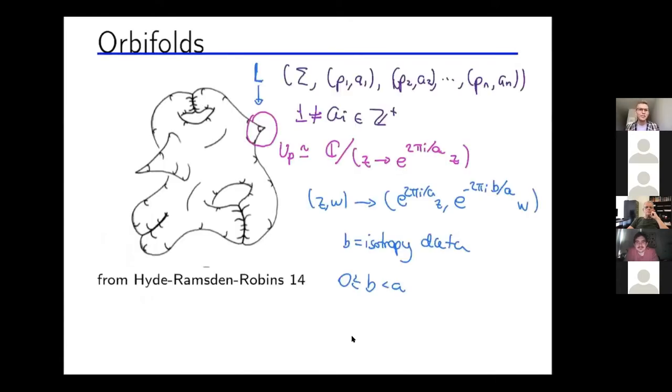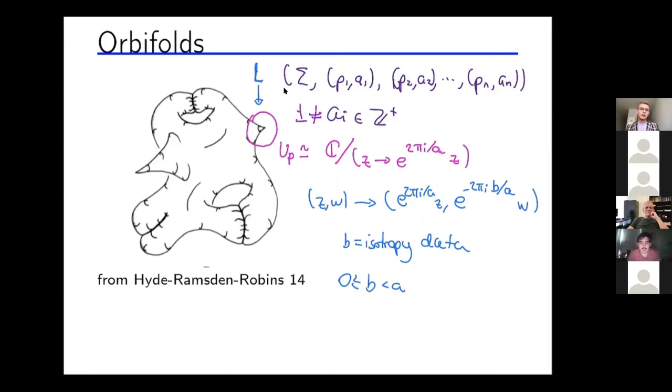Now, what's the adaptation that you would need if you were to think about this from the orbifold perspective? Well, for Furuta and Steer, you can think of an orbifold as your Riemann surface, just with some finite number of marked points.